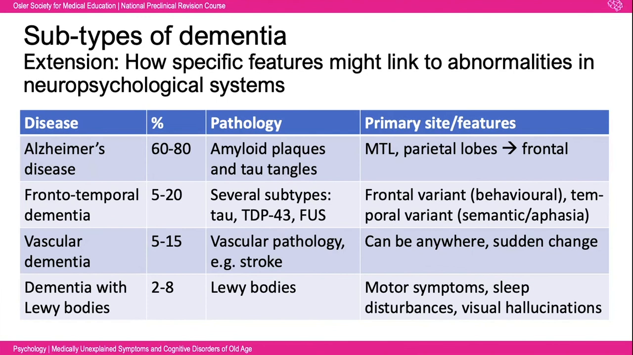And the extension material, for those of you in Oxford, wants you to consider where in the brain would be affected and how this links to the characteristics, which you can see in the table.